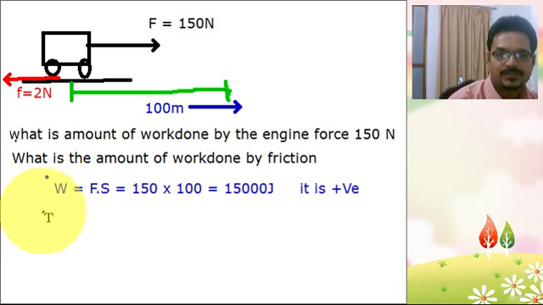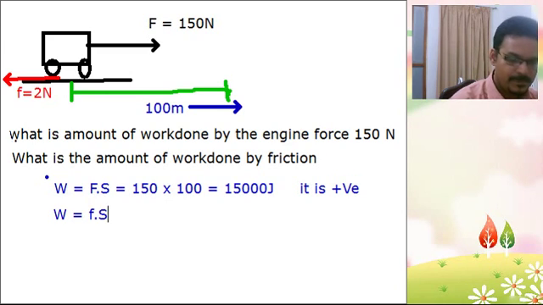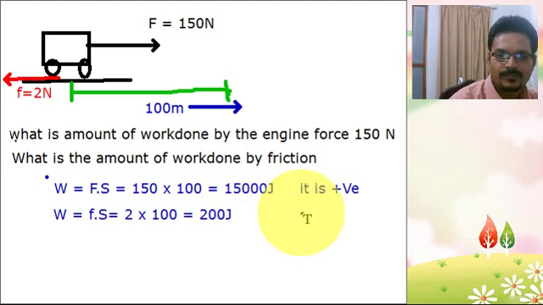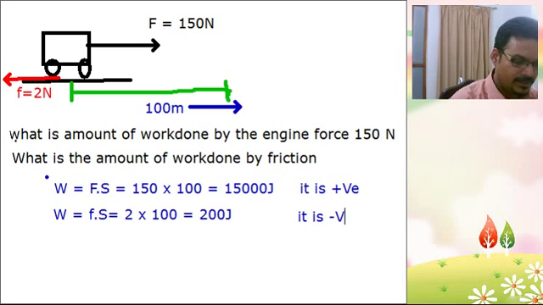Now the next question: what is the amount of work done by friction? The friction direction and displacement direction are both in opposite directions. As both are in opposite directions, the work done by friction is negative work. So W equals F into S, which equals F is 2 newtons into the displacement 100, which equals 200 joules, and which is a negative work.